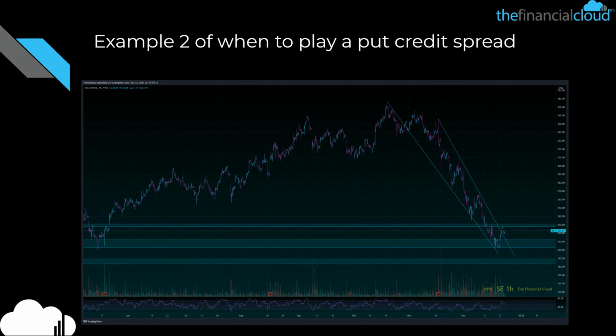So a breakout reversal scenario or a potential breakout scenario are just two examples. The big thing to take away from this is you are very bullish on the stock. You are very sure it's either going to go sideways or go up, but this is the bottom, right? And that is when you would play put credit spreads.